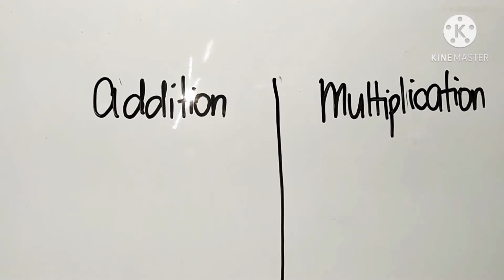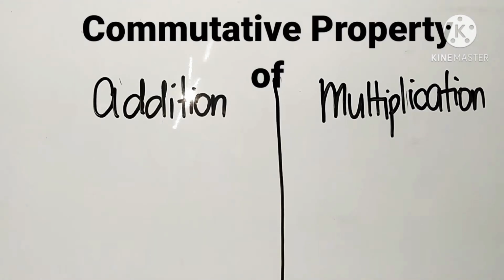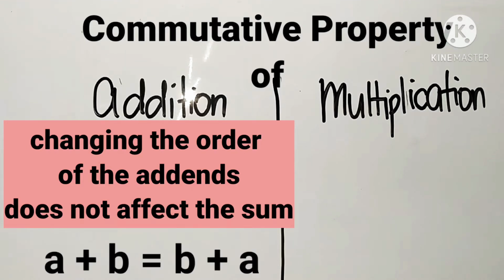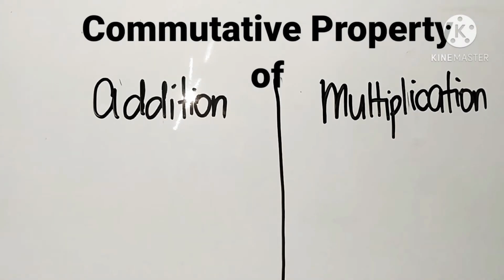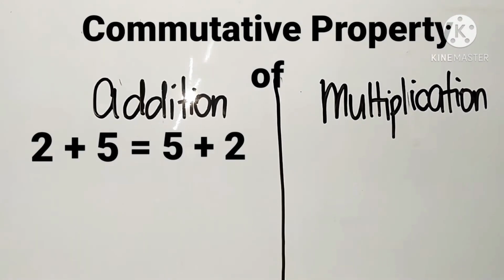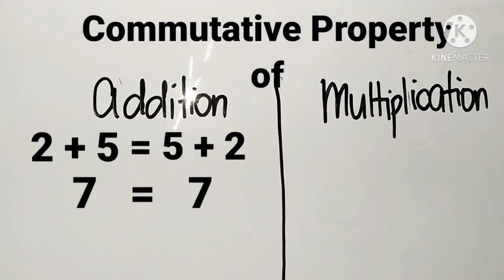Number 2, the commutative property of addition and the commutative property of multiplication. In addition, changing the order of the addends does not affect the sum, denoted by A plus B is the same as B plus A. For example, if you were given 2 plus 5, arranging the order, it will become 5 plus 2. Both arrangements will give us the sum 7. The arrangement did not affect the sum.